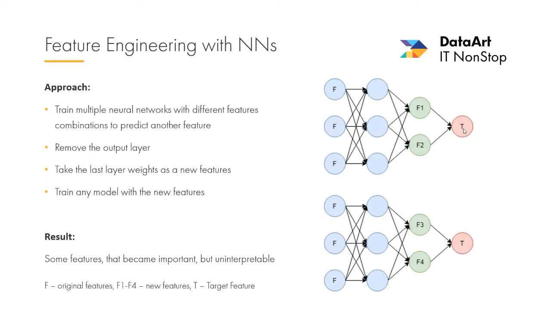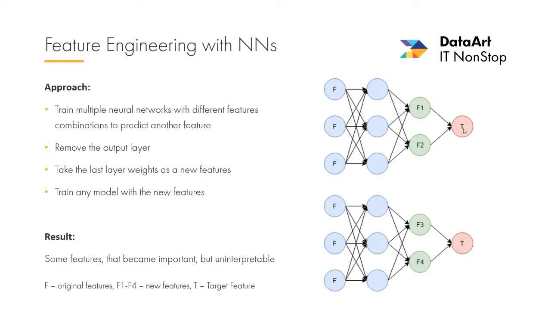So we trained this neural network, and we are removing the target, the output layer, right? And we take the previous layers before the target, and we got their weights. And we treat these weights as a new feature. So we can try any model we want to. We can build models containing not only this feature, but basic features too.